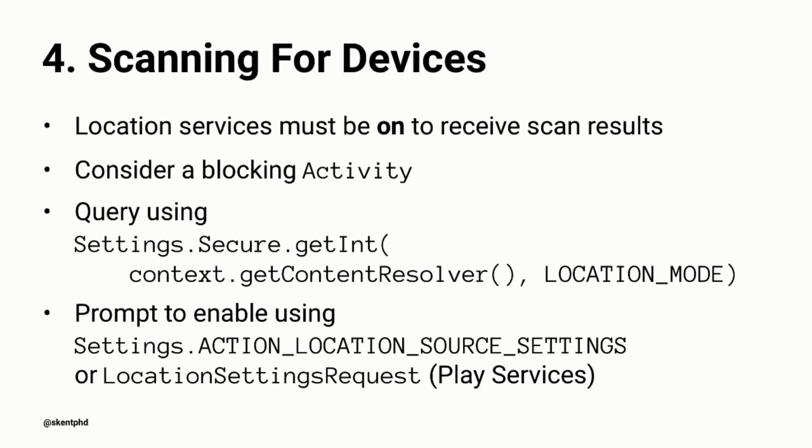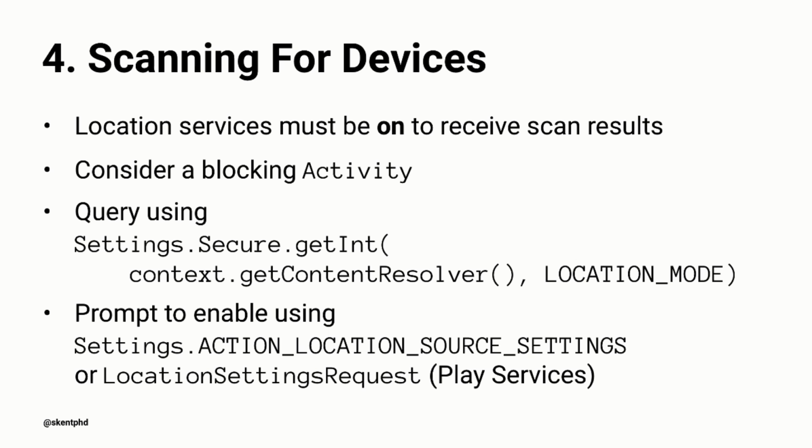So again, consider a blocking activity, and again, consider custom messaging around this. It's going to confuse users. You have to be very explicit about saying, this is not something that we need. We do not use your location, but we do actually need it switched on while we are scanning.